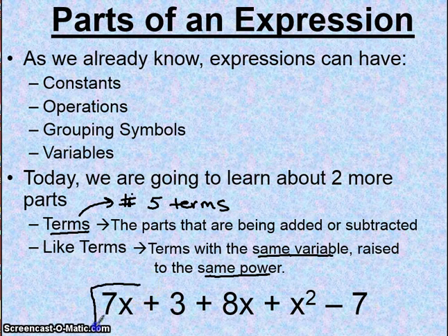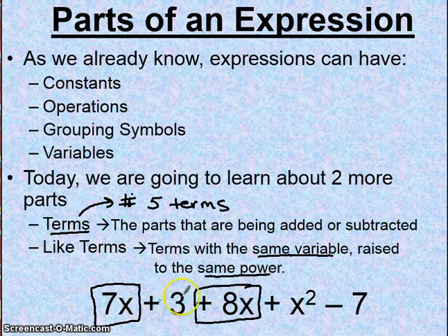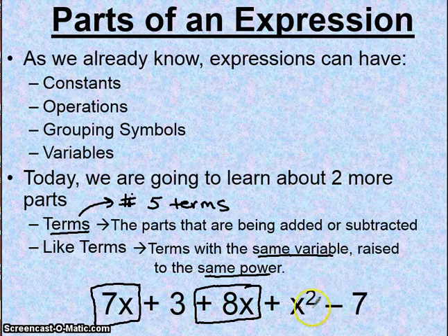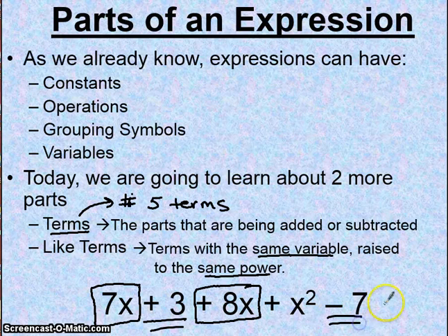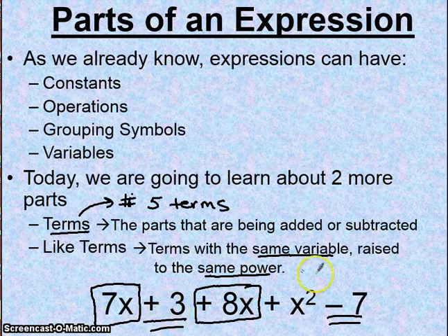Here are the two, 7x, and notice I'm grabbing the sign in front, positive 8x. These are the two that have the same variable, x, and the same power, 1. Now there is also a second set of like terms, and that is your constants. These two constants have the same variable. They don't have one, and it is to the same power. It doesn't have one. So you can see that constants are also like terms.